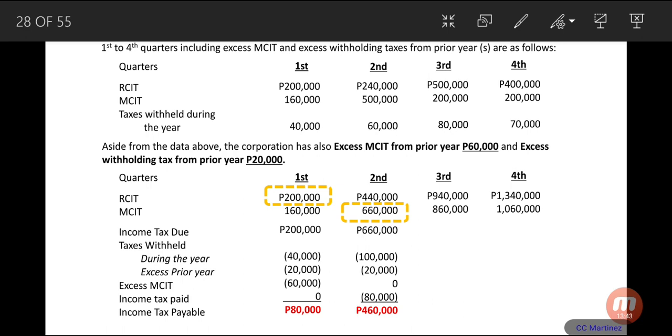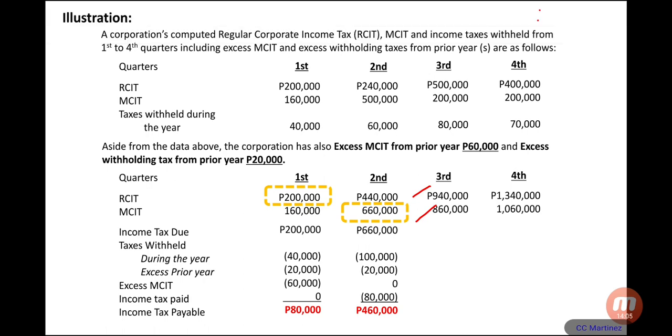So, same process for the third quarter. Kunin muna natin yung income tax due. So, anong income tax due natin? Higher between the RCIT or MCIT. So, for the third quarter, mas mataas na yung RCIT natin. So, yun yung gagamitin natin na income tax due. So, 940,000.